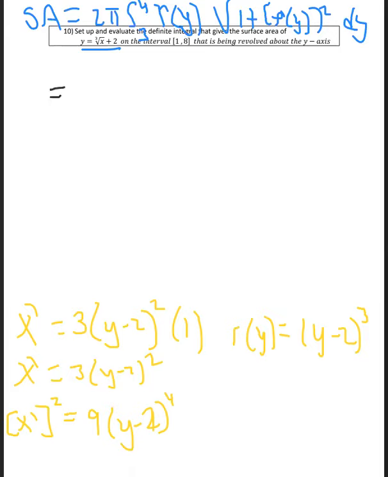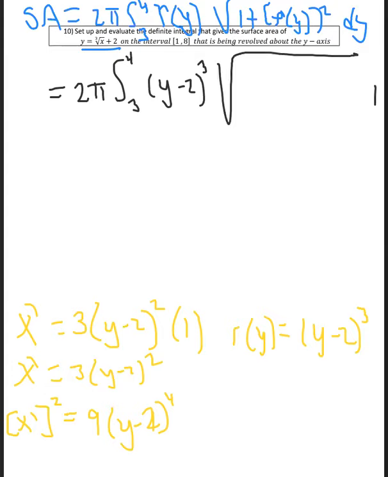So it's 2 pi. We already said it was from 3 to 4. R of y is y minus 2 cubed. Now, then we have to do the radical thing, and it's all to the dy. It's 1 plus 9 times y minus 2 to the 4th.